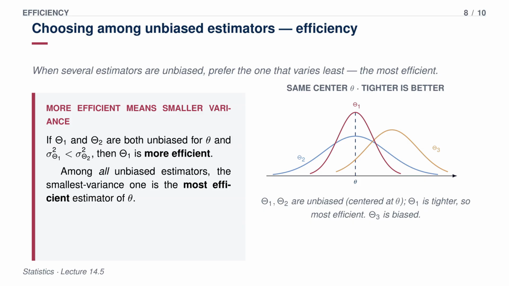Look at the picture. Theta 1 and theta 2 are both centered on theta, both unbiased. But theta 1 is narrow and tall, so it's more efficient. Theta 3 is off to the side, biased, out of the running entirely.